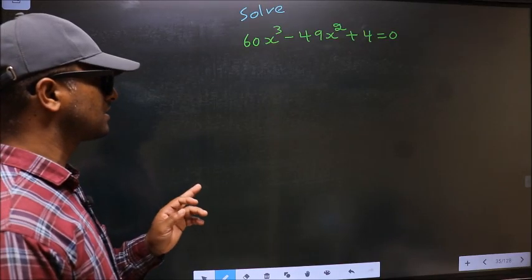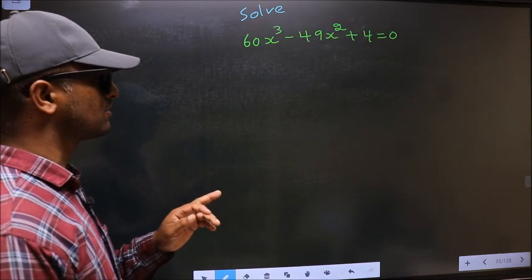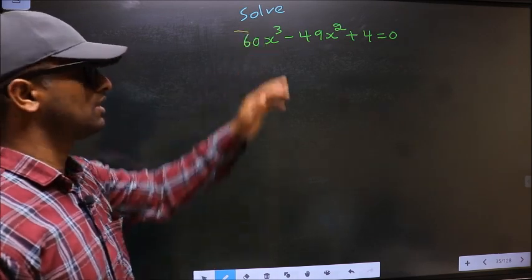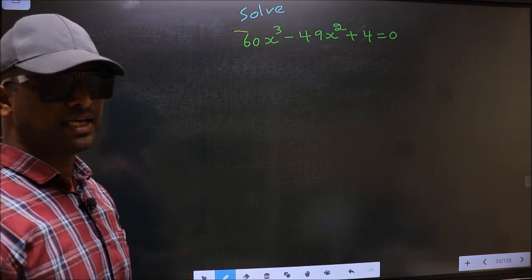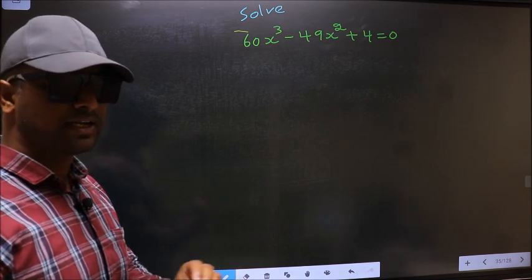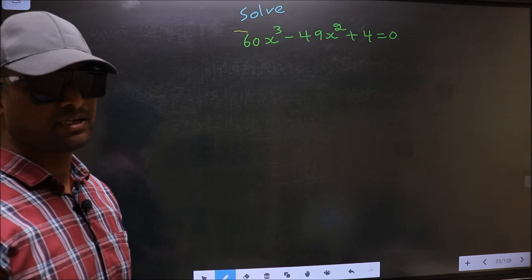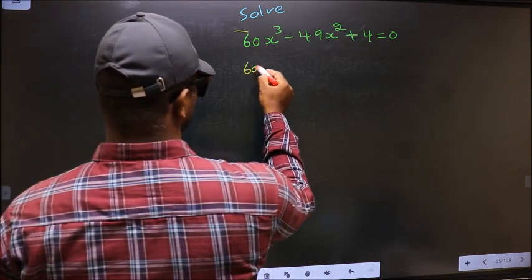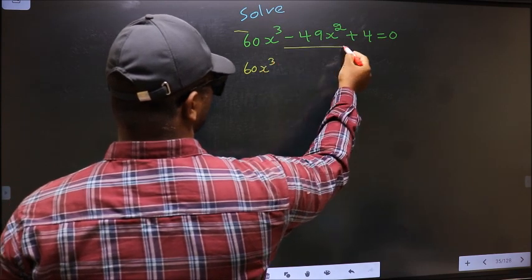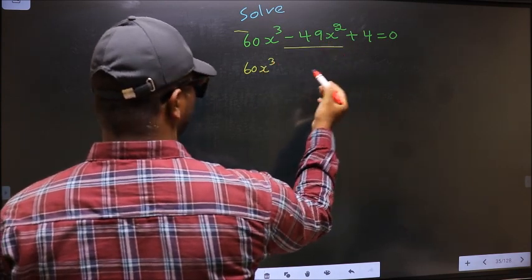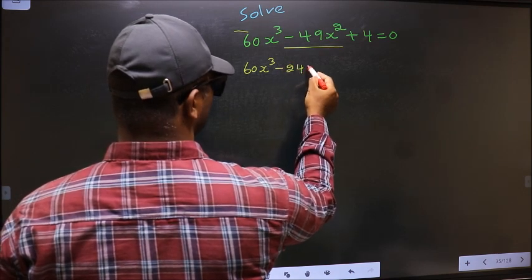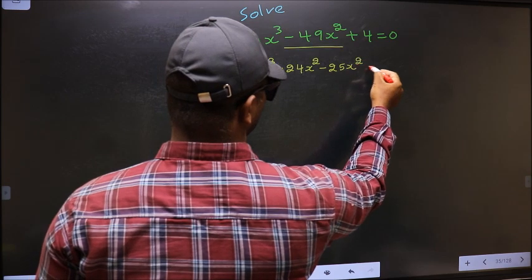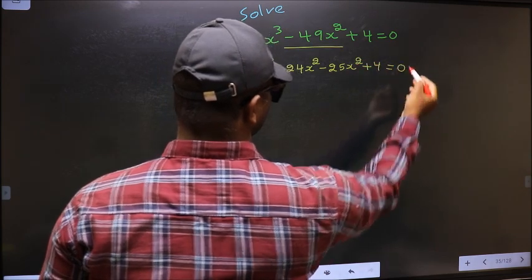Solve 60x cube minus 49x square plus 4 equal to 0. Here they told us to solve, which means we should get the values of x. For that, here we have to change the x square term. What I mean is, see, 60x cube, in place of minus 49x square, now I write minus 24x square minus 25x square plus 4 equal to 0.